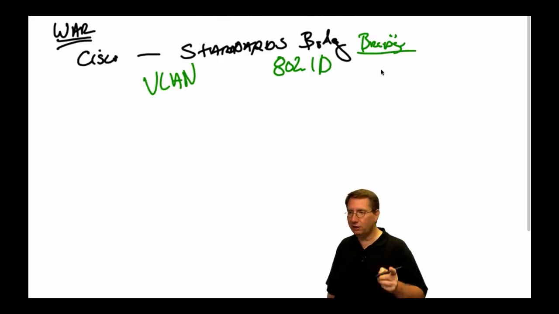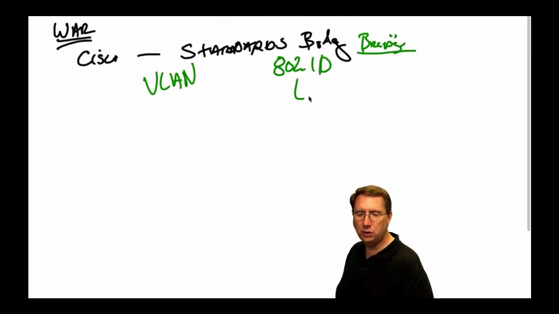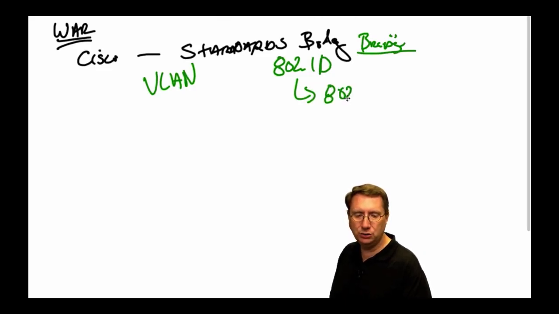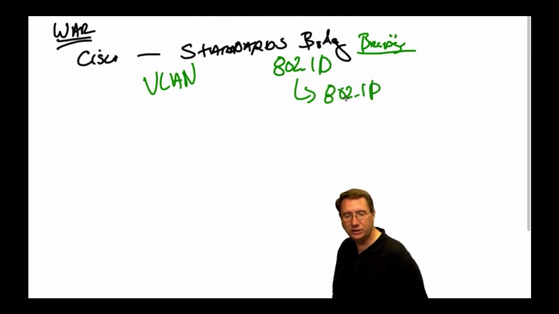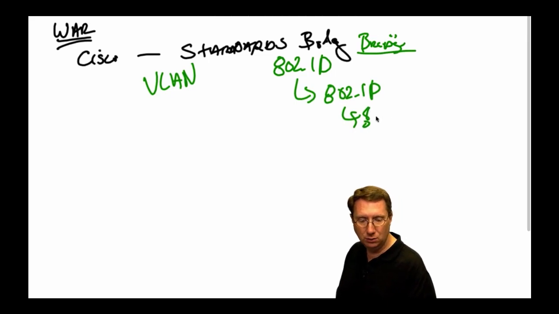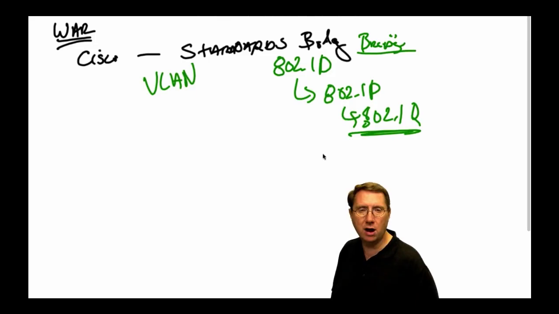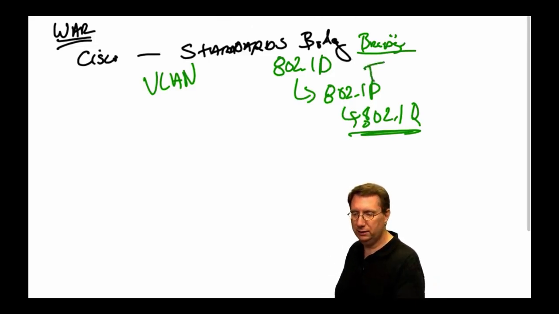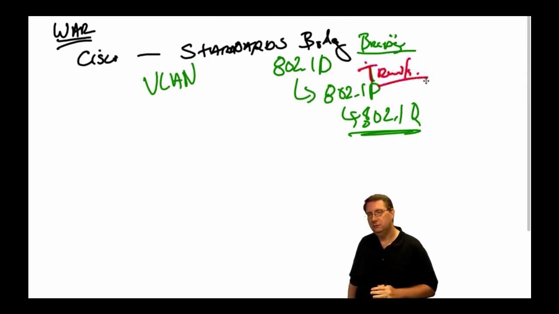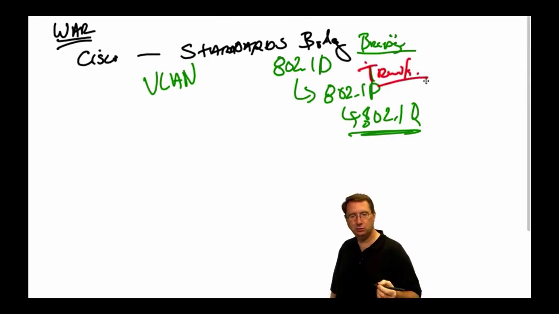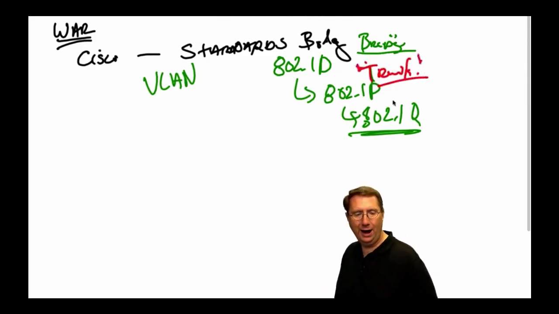Cisco looked at this and said, that's a great idea, we like that, because we got a whole plethora of stuff out of here. Because 802.1d gave us 802.1p, which actually gave us 802.1q. This is where trunks came into existence. Trunks, let me go ahead and change pins here. Trunks transport multiple VLANs.